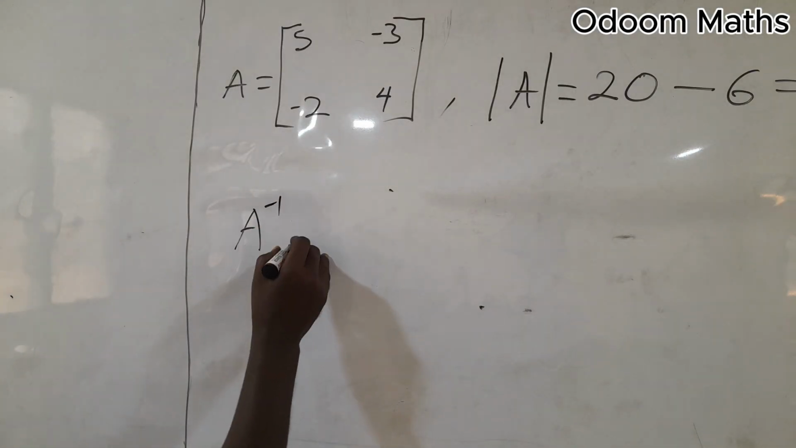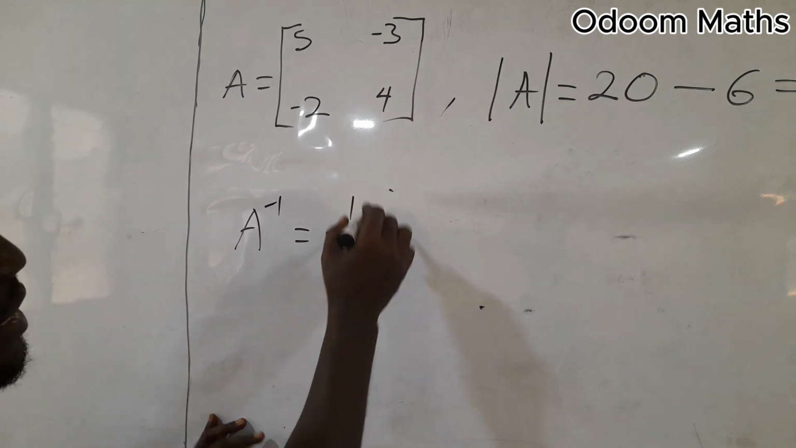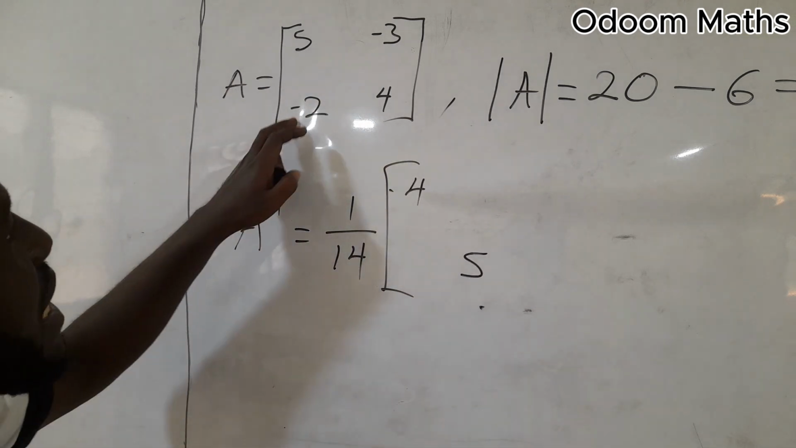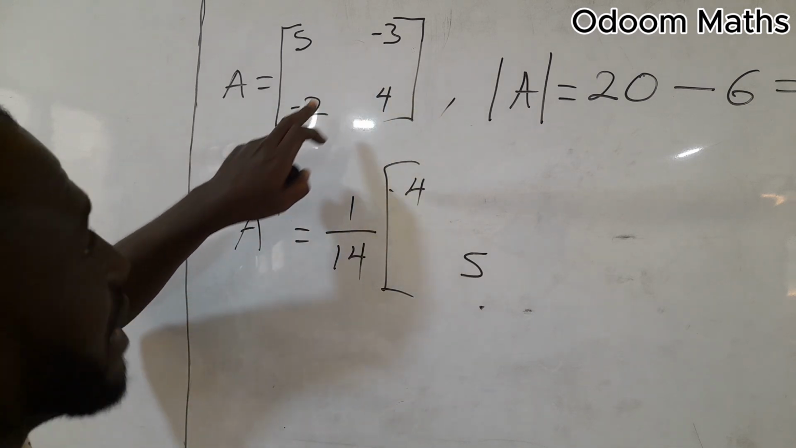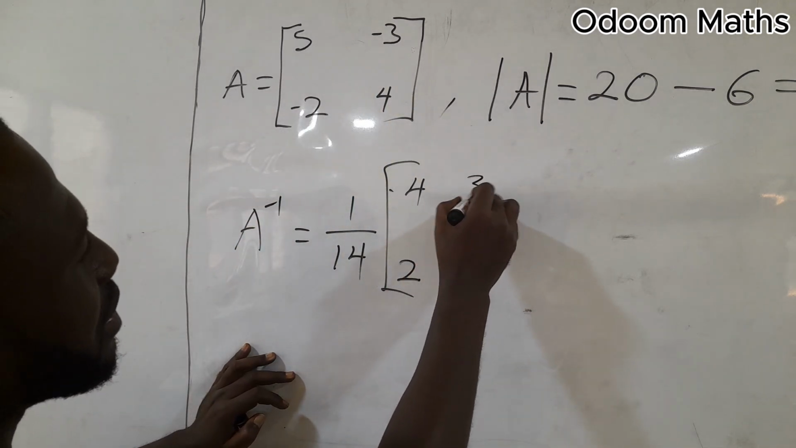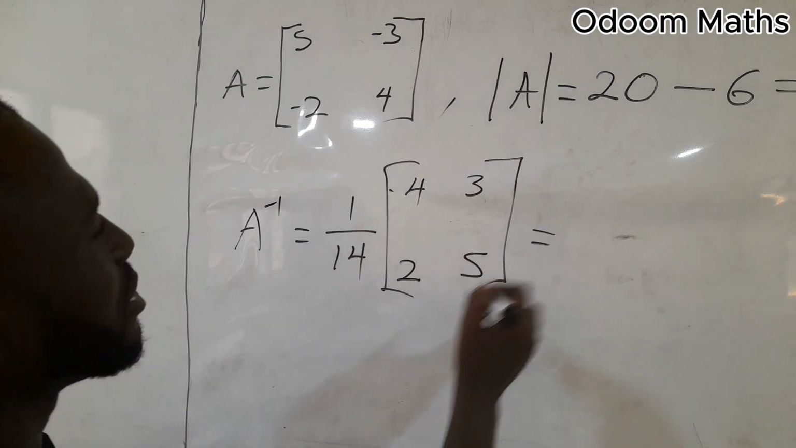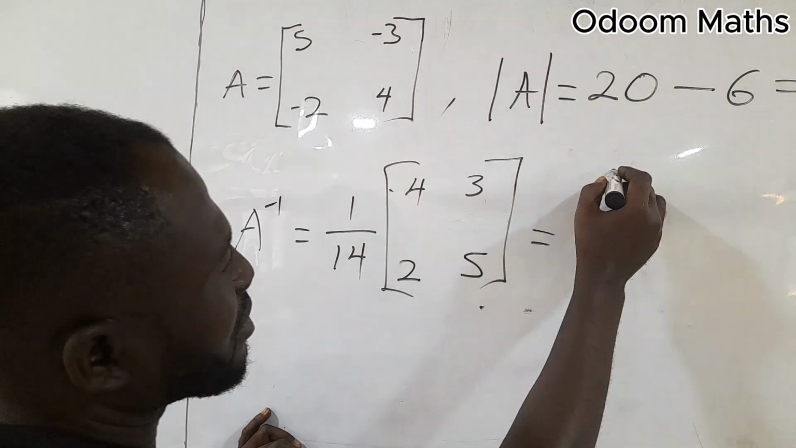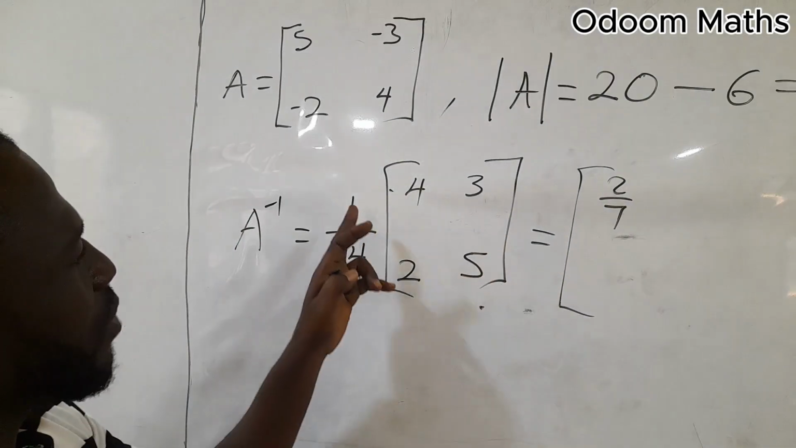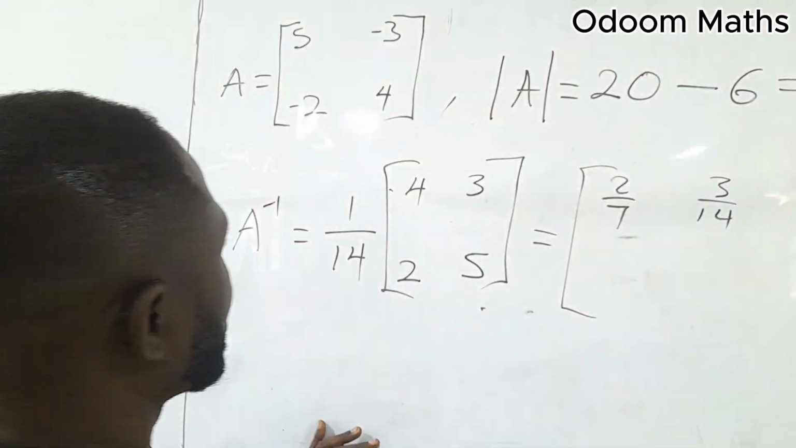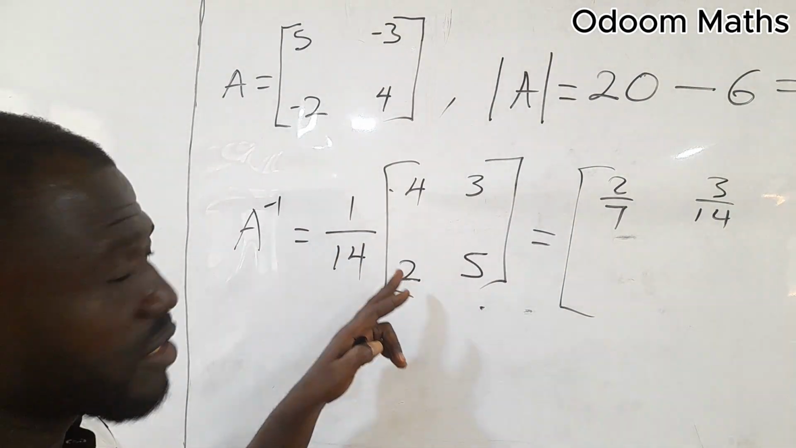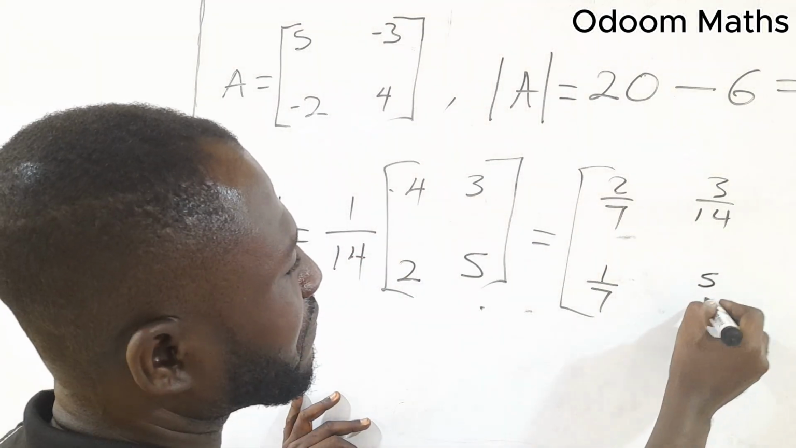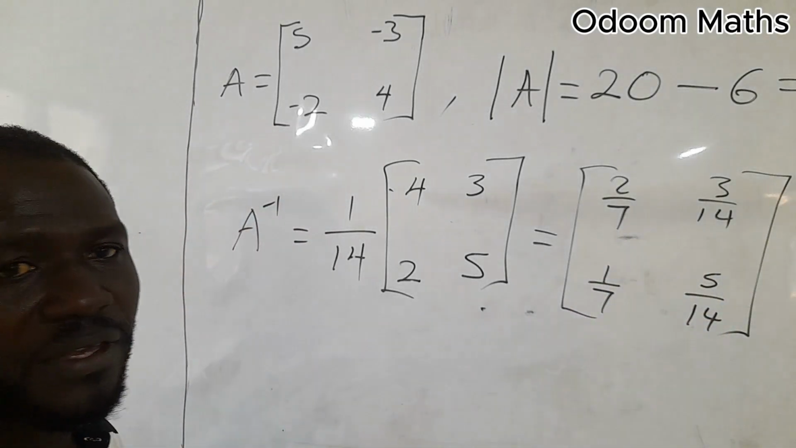Then our A inverse becomes 1 over the determinant of A, which is 14, times, then we interchange the elements of the leading diagonal. So 4 will come here, 5 will come here. Then we negate the other diagonal. But this is already negative and then negative. So this is going to be 2 and this is also going to be 3. Okay, then we need to multiply this. So 1 over 14 times 4 is 4 over 14, which is 2 over 7. Then 1 over 14 times 3 becomes 3 over 14. Then 2 times 1 over 14 becomes 1 over 7. Then 5 times 1 over 14 becomes 5 over 14. Okay, so this is the inverse of matrix A.